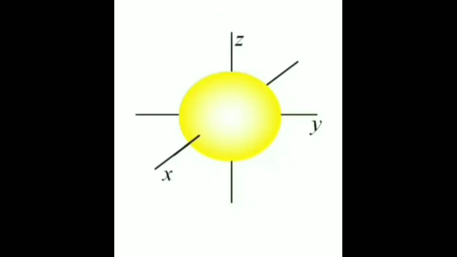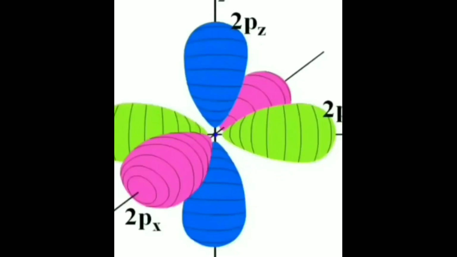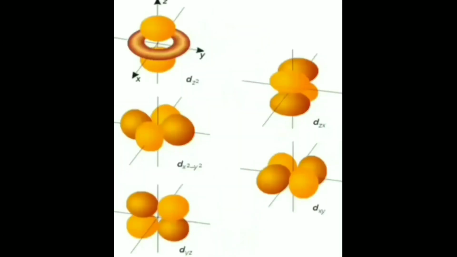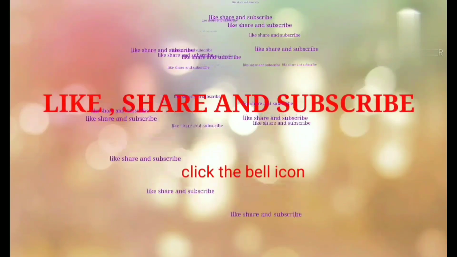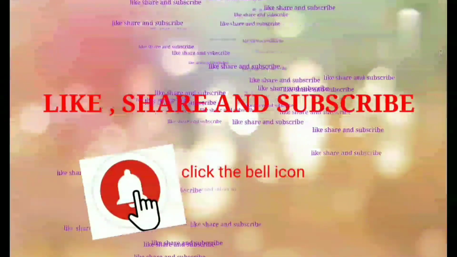Small recap: spherical s orbital, 3 dumbbell-shaped 2p orbitals, 5 3d orbitals along the axes, and the last, 7 4f orbitals. I hope you have understood this concept very well. In the next video, we will learn about quantum mechanics and electronic configuration.